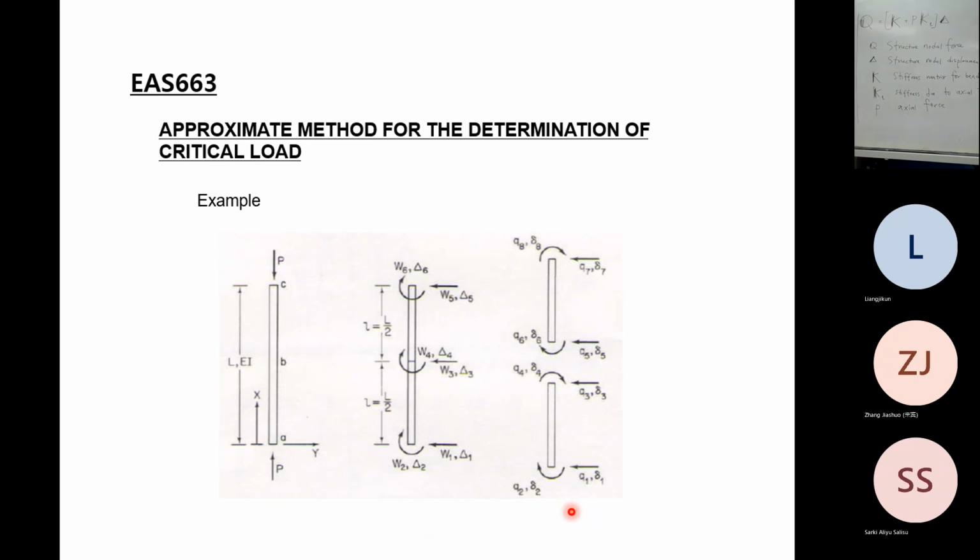You have to get that from the problem given to you. If this is only fixed and this is free, so which one becomes 0? Which means which delta will become 0?